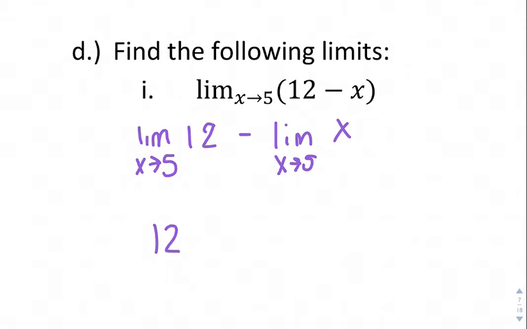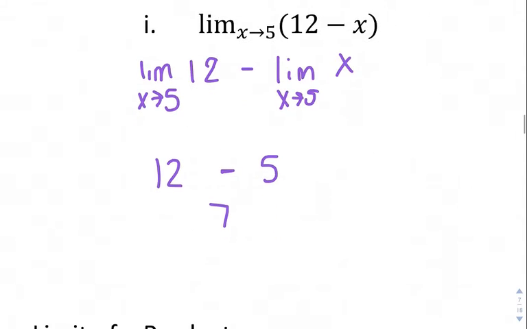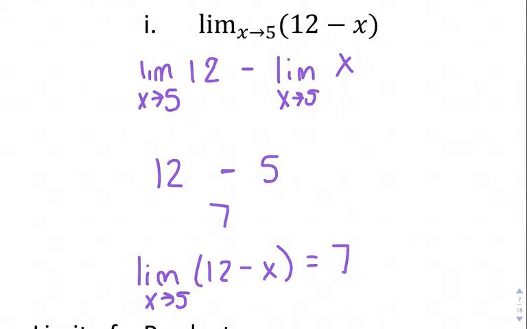Limit as x is whatever x is approaching, which would be 5. Therefore, 12 minus 5 is 7. So we say the limit as x approaches 5 of 12 minus x is just equal to 7. So again, try the next one.